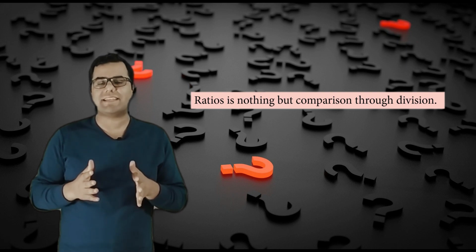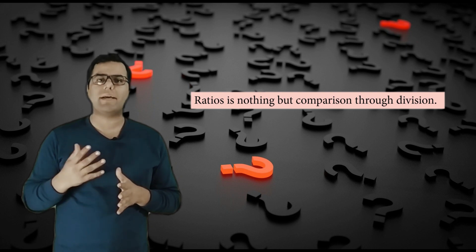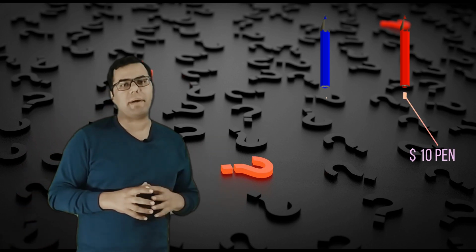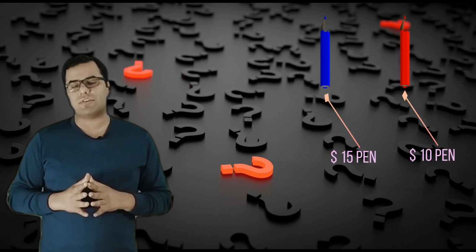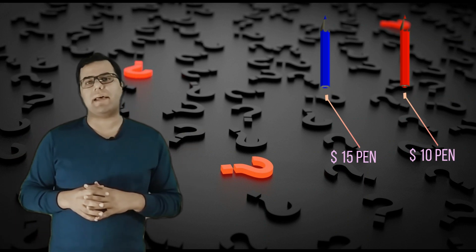What do I mean when I say comparison through division? Let me explain this through an example. Let's suppose I went to a fancy shop and I bought two pens from that shop. One pen was $10 worth and another pen was $15 worth. The $10 pen was the red pen and the $15 pen was a blue one. Now how do I compare the prices of the two? One very easy way to compare them is comparison through difference.